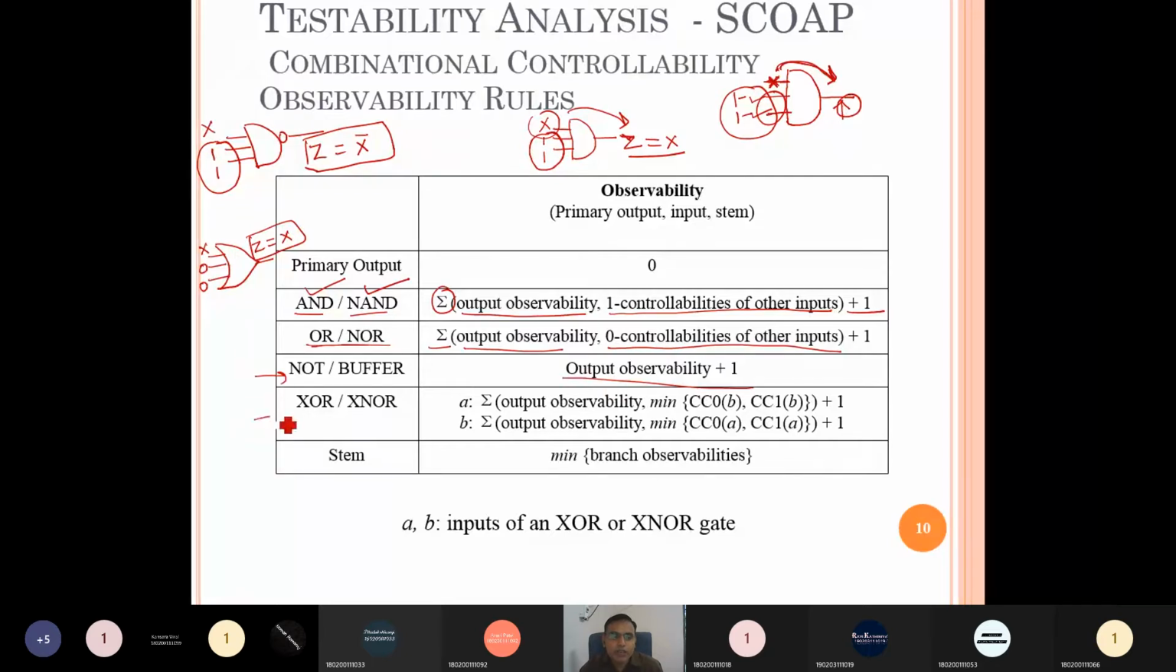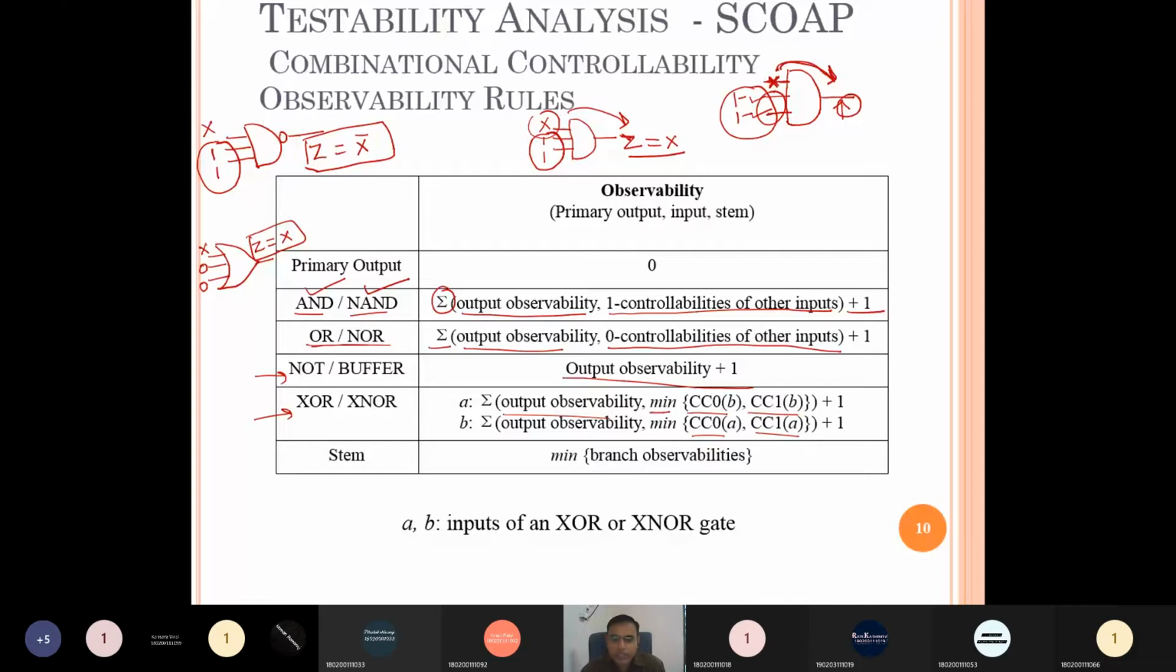For the XOR and the XNOR gate, it is the output observability plus the minimum of CC0B or CC1B, right? And for B, it is the output observability plus the minimum of CC0A or CC1A, plus 1.